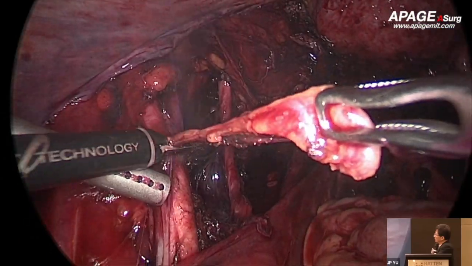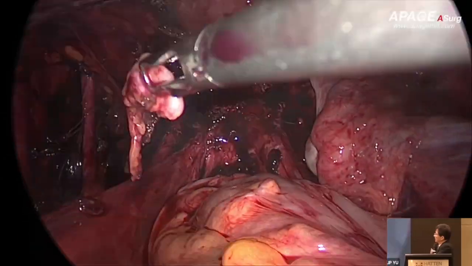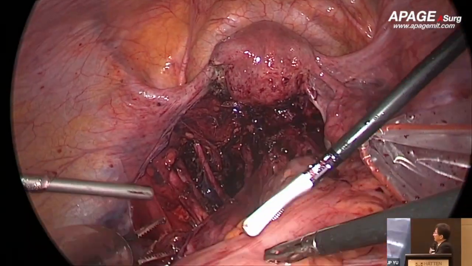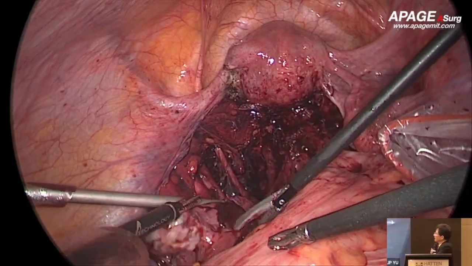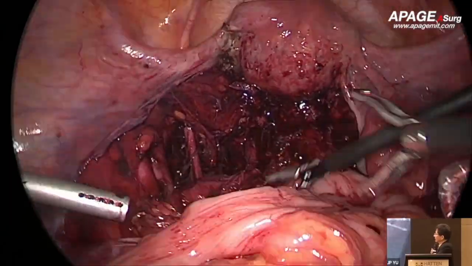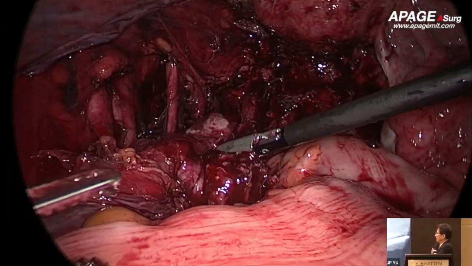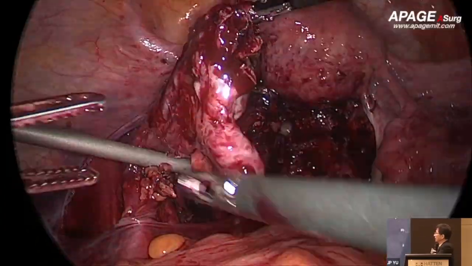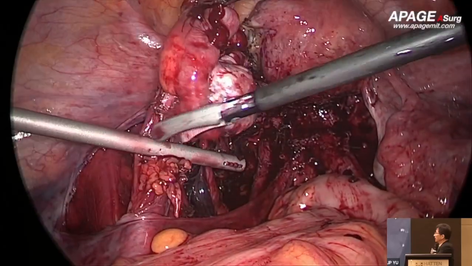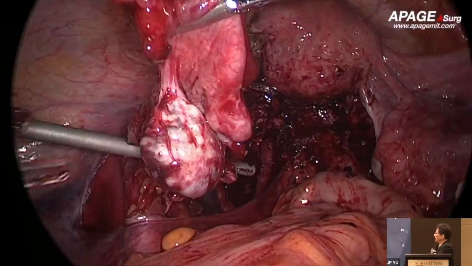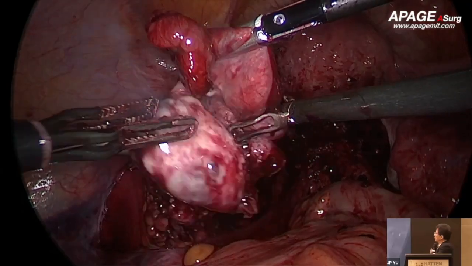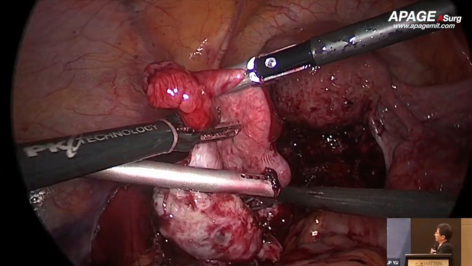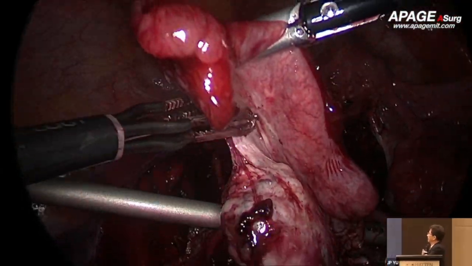In endometriosis, more than 80% of the patients have sacral ligament endometriosis. So when you have deep endometriosis, the uterosacral ligament endometriosis lesion should be removed. Very important. Because of the young age, we preserve the ovary.